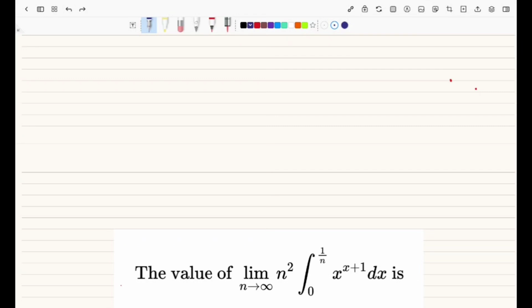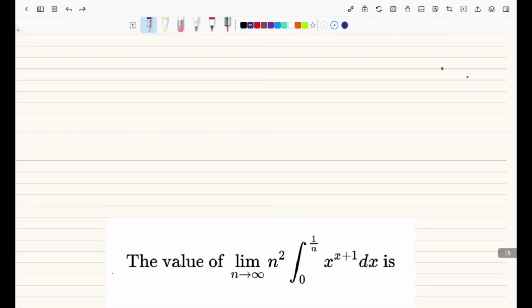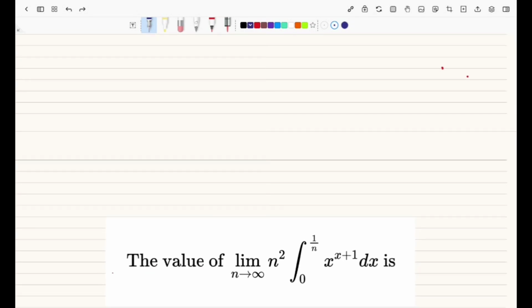This is the new Master Stroke series, where we will be covering various JEE Advanced level problems, and today's question is to find the value of the following limit. Give it a try, and if you have solved it, that's very nice. You may check the answer at the end of the video, and for those who couldn't solve it, the solution is coming up.